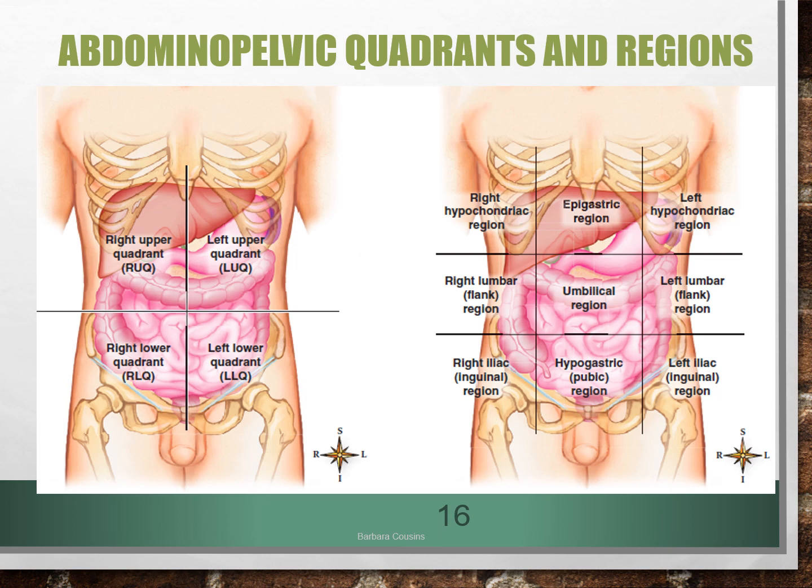So let's take a look at the middle here. This one's kind of the easiest to remember, is the umbilical region. That's where the belly button is. Above that is the epigastric region. Remember, epigastric meaning above the stomach, and then hypogastric below the stomach.